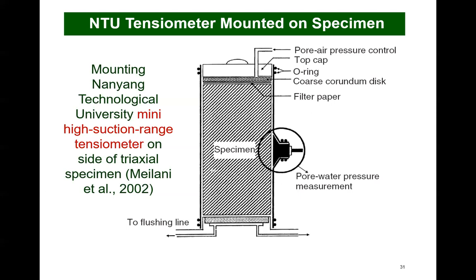Researchers at Nanyang Technological University in Singapore developed a high suction tensiometer that could be mounted along the sides of a triaxial specimen. This negated the need to use the axis translation technique when testing the soils with matrix suction values greater than 100 kilopascals. It was found that matrix suctions greater than 200 kilopascals could be sustained for at least 1 week while the soil specimen was being tested in shear.